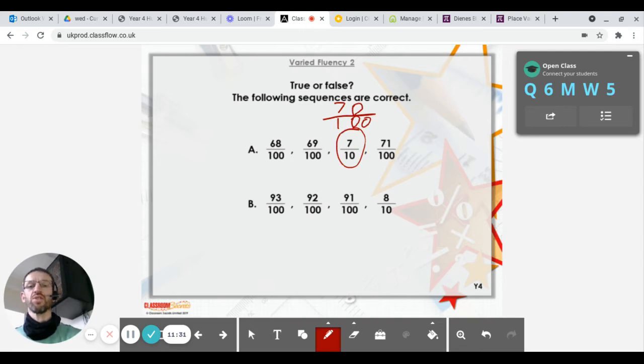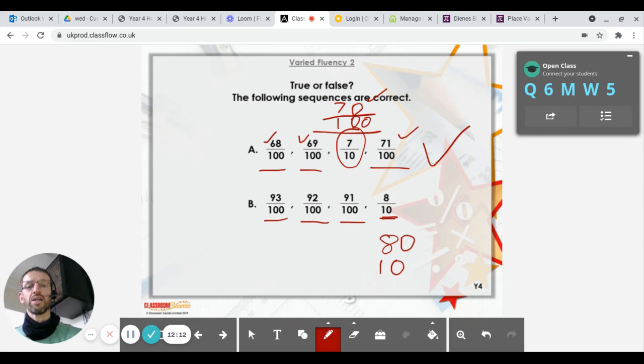Now if I look at my sequence, I've got 68 hundredths, 69 hundredths, 70 hundredths, 71 hundredths. So it's going up on the numerator, 68, 69, 70, 71. I think that's a good sequence. Let's look at B below us here. We've got 93 hundredths, 92 hundredths, 91 hundredths, then 8/10. Again, I want to change these tenths into hundredths. So it's going to get bigger again. It's going to be 10 times bigger. So the equivalent fraction would be 80 hundredths.